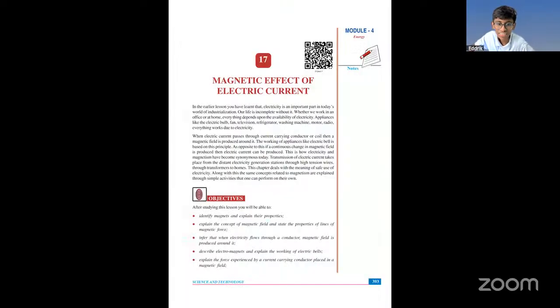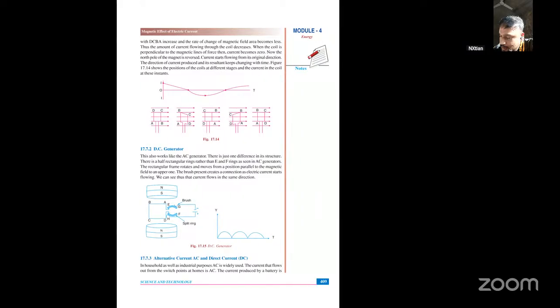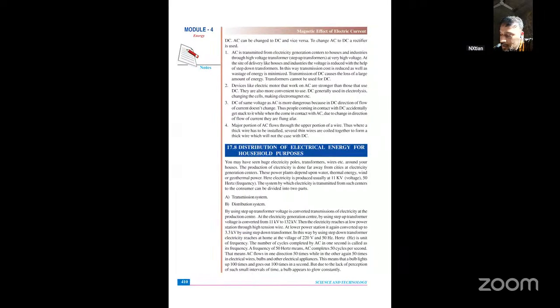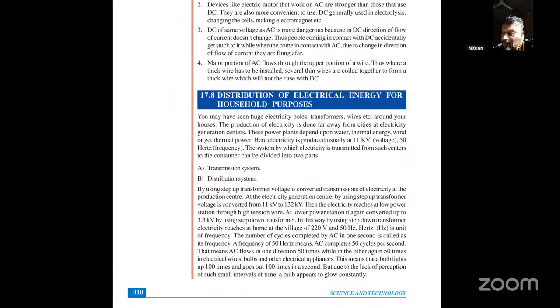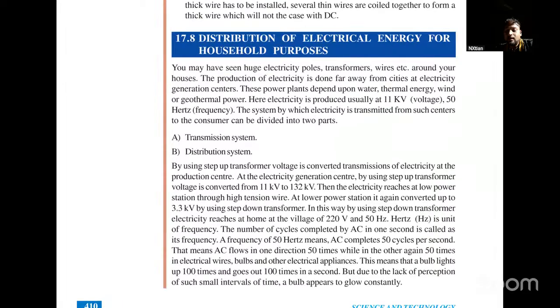So, we were doing the chapter of science, and we did this thing. Now we will learn about distribution of electrical energy for household purposes. We will read this.